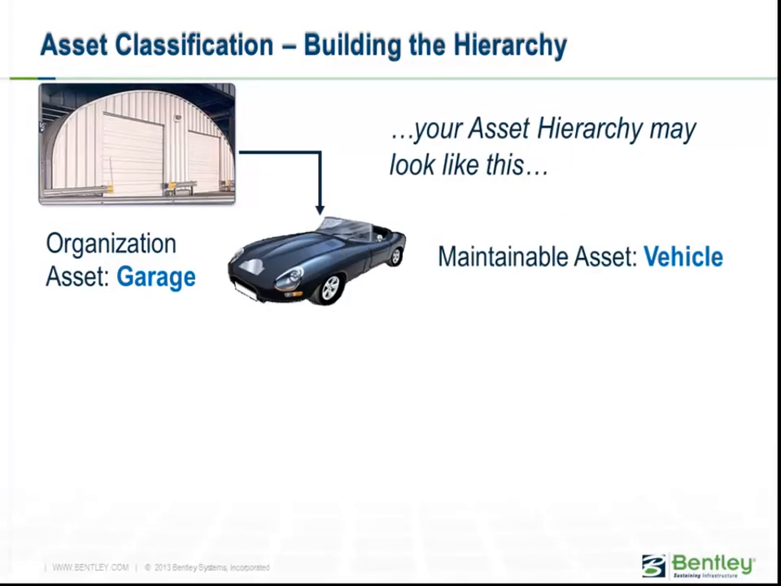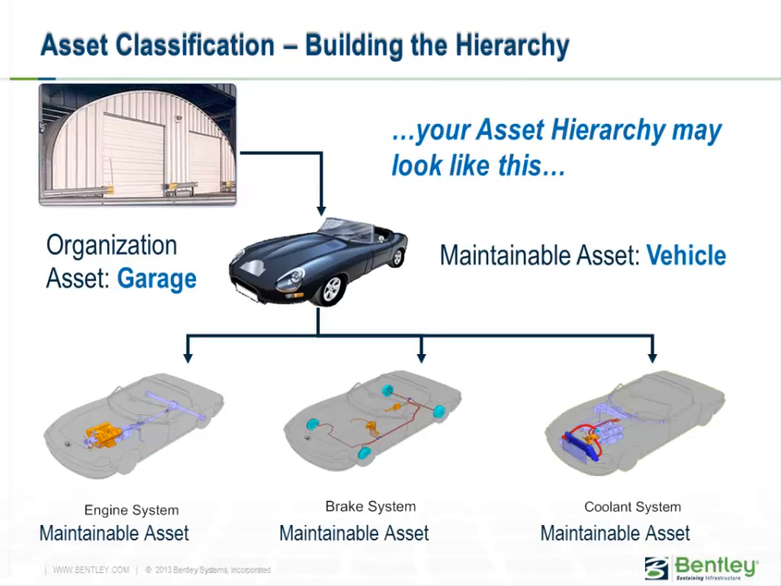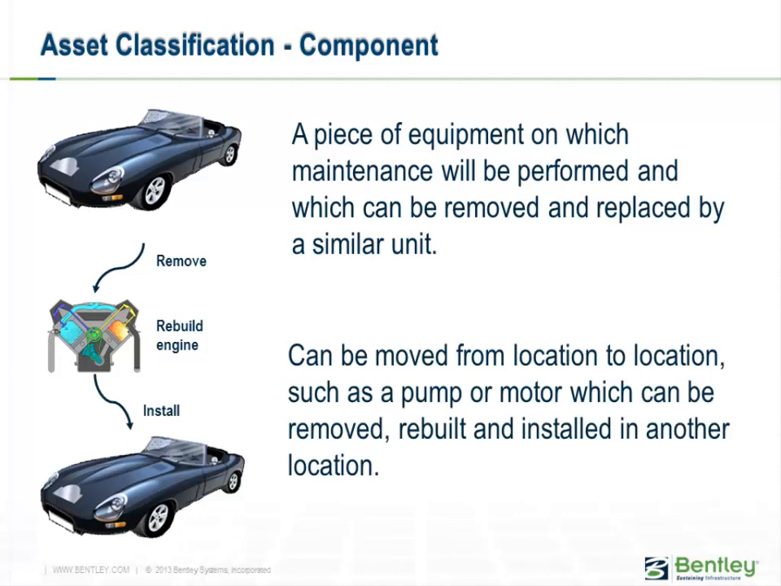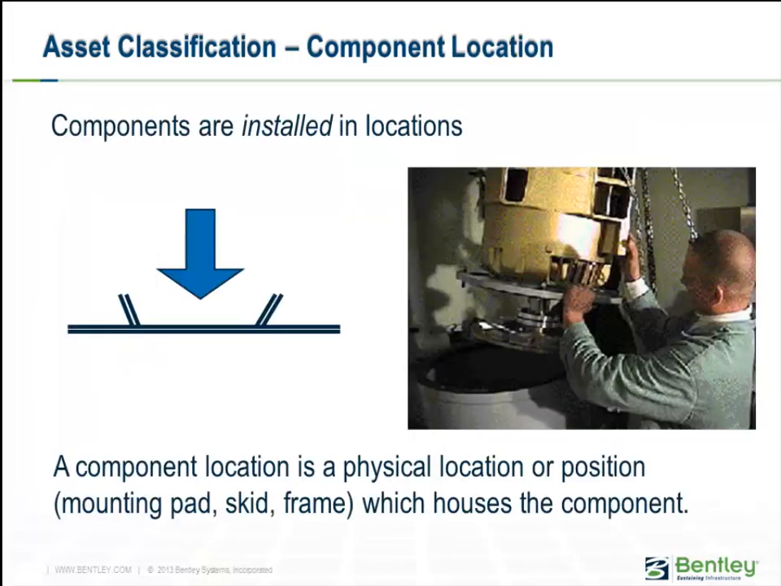There are other asset classifications to discuss as well. A component is an asset classification. It is a piece of equipment on which maintenance will be performed and which can be removed and replaced by a similar unit. A component asset can be moved from one location to another. An example of a component is a motor, which can be removed, rebuilt, and then installed in another location. Where the component is installed is called a component location. This is a physical location that houses the component.